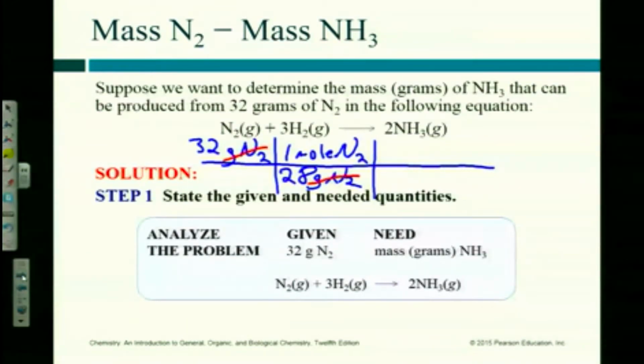Now that I have moles, I can use my balanced equation. Because my balanced equation tells me that 1 mole of nitrogen is how many moles of NH3? 2 moles of NH3. And where do we get that relationship? It's in the balanced equation. This is 1 mole of nitrogen, 2 moles of ammonia.